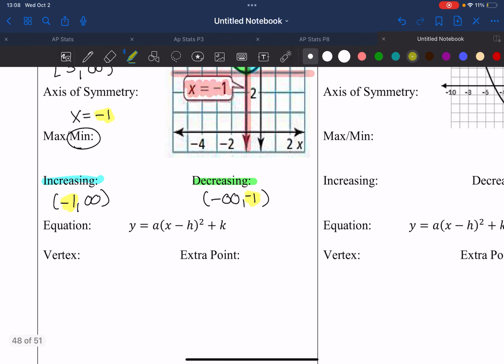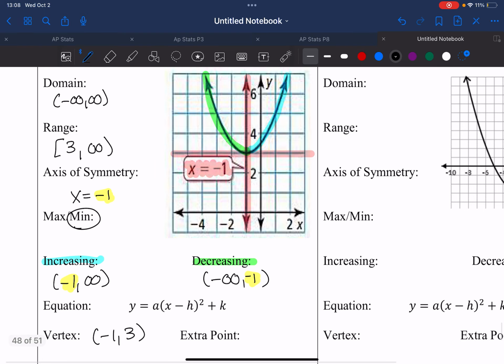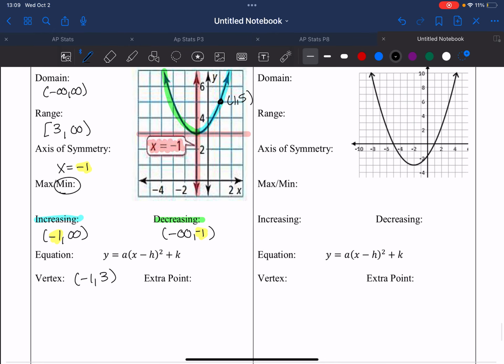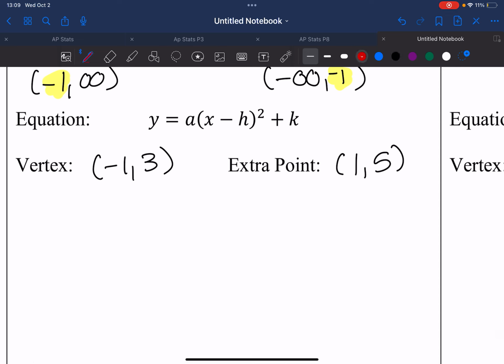Okay, now it wants us to write our equation in vertex form, which means we need the vertex. So the vertex here is going to be -1, 3. And then a point would be any point on that parabola. So I am going to do, let's see, 1, 5. Yeah, 1, 5 right here. Okay, so again, that is my HK value and my XY value.